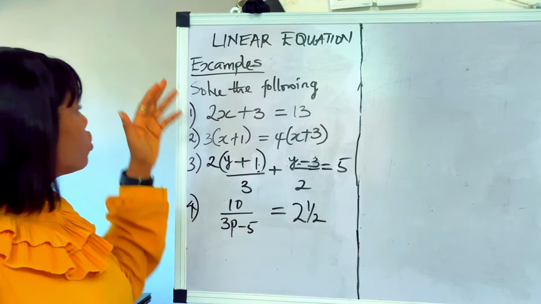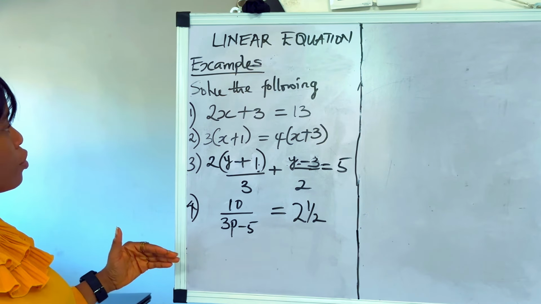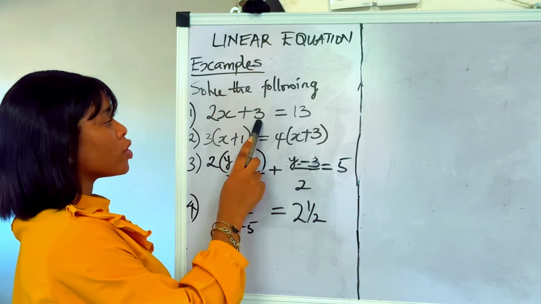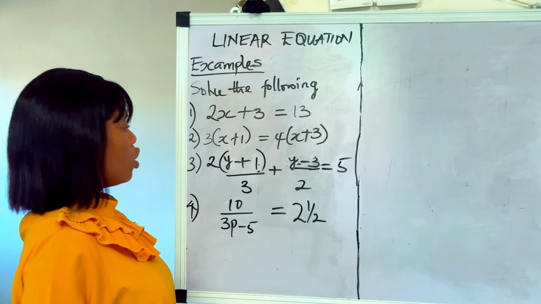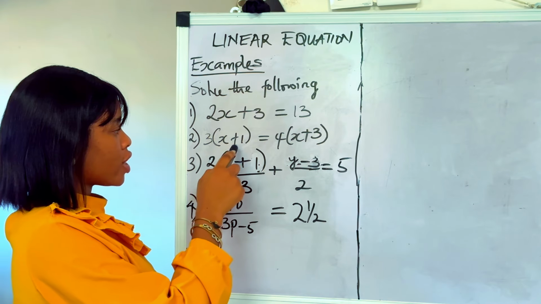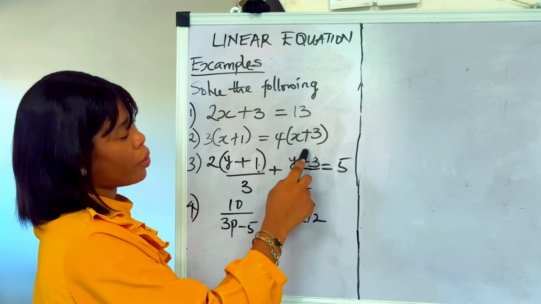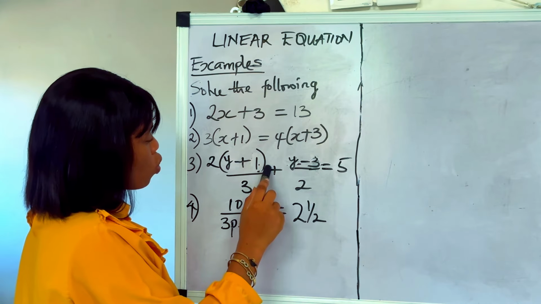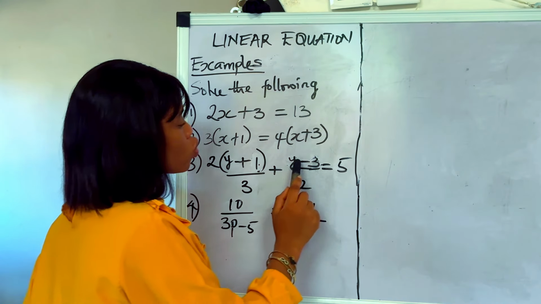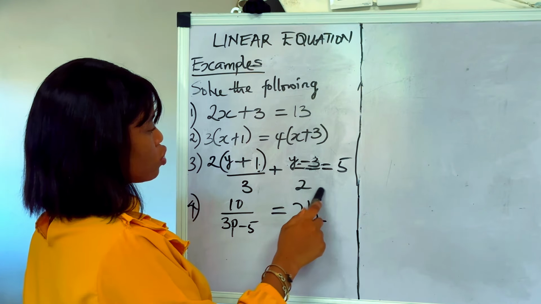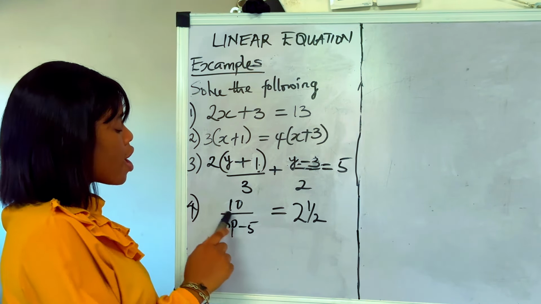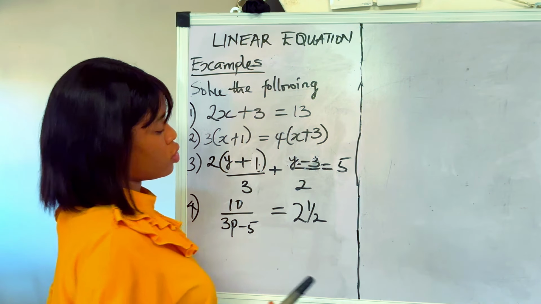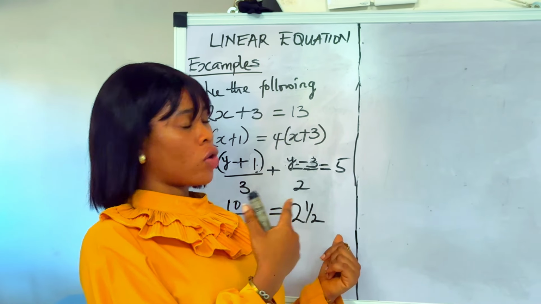Now, a quick one. Let's look at these examples here. Solve the following. Number 1, 2x plus 3 equals 13. Number 2, 3 into bracket x plus 1 equals 4 into bracket x plus 3. We have 2 into bracket y plus 1 all over 3 plus y minus 3 all over 2 equals 5. And then we have 10 over 3p minus 5 equals 2 whole over 1 over 2. Now, let's see how we can solve this.